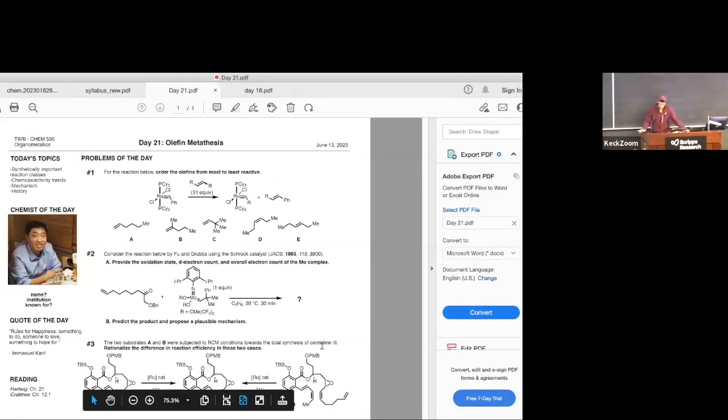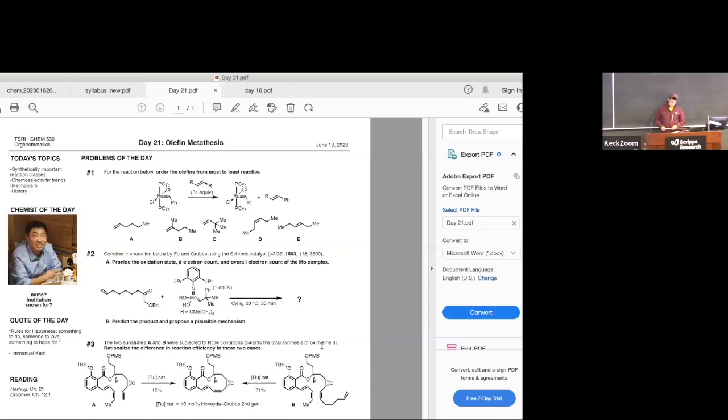So the first one asks you to rank the order of reactivity under pseudo first order conditions. So this is not catalysis. This is just focusing on essentially group transfer, 2 + 2, and then retro 2 + 2. So don't be confused into thinking that we're talking about a catalytic turnover process here. Olefins A through E with different substitution patterns.